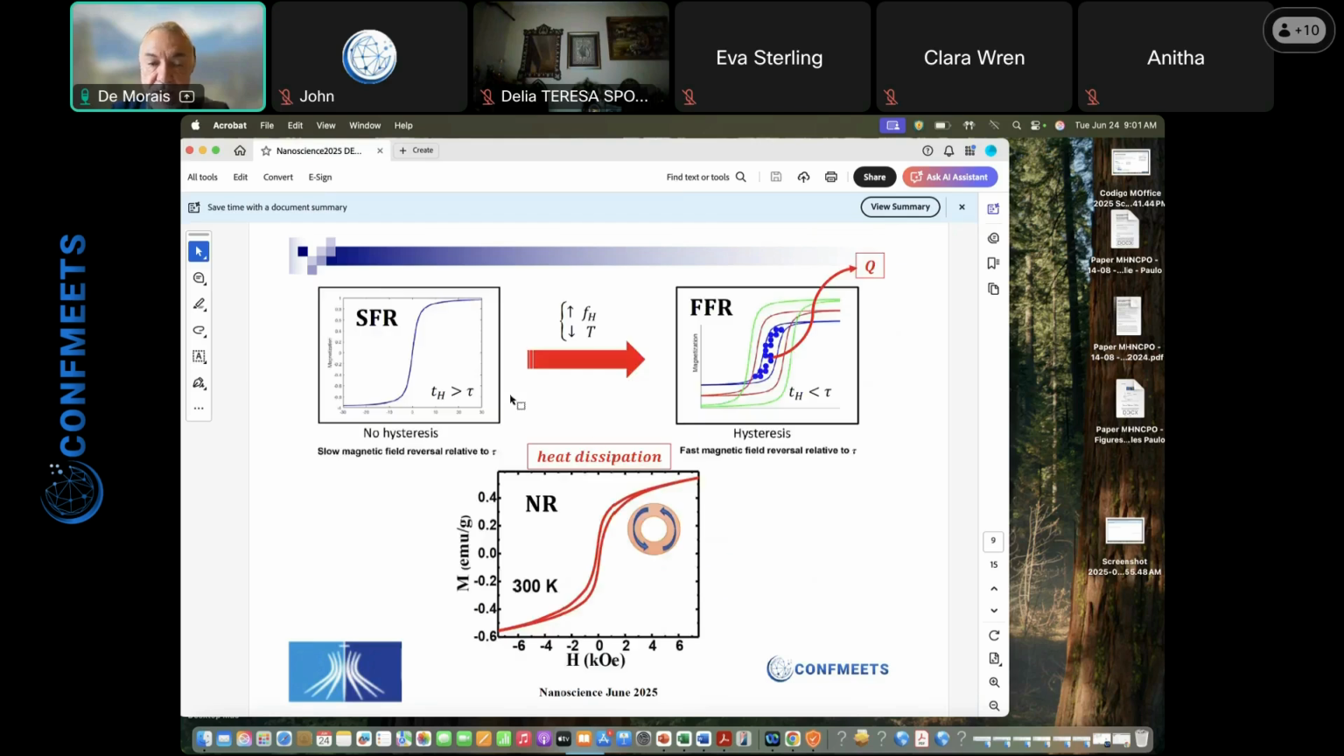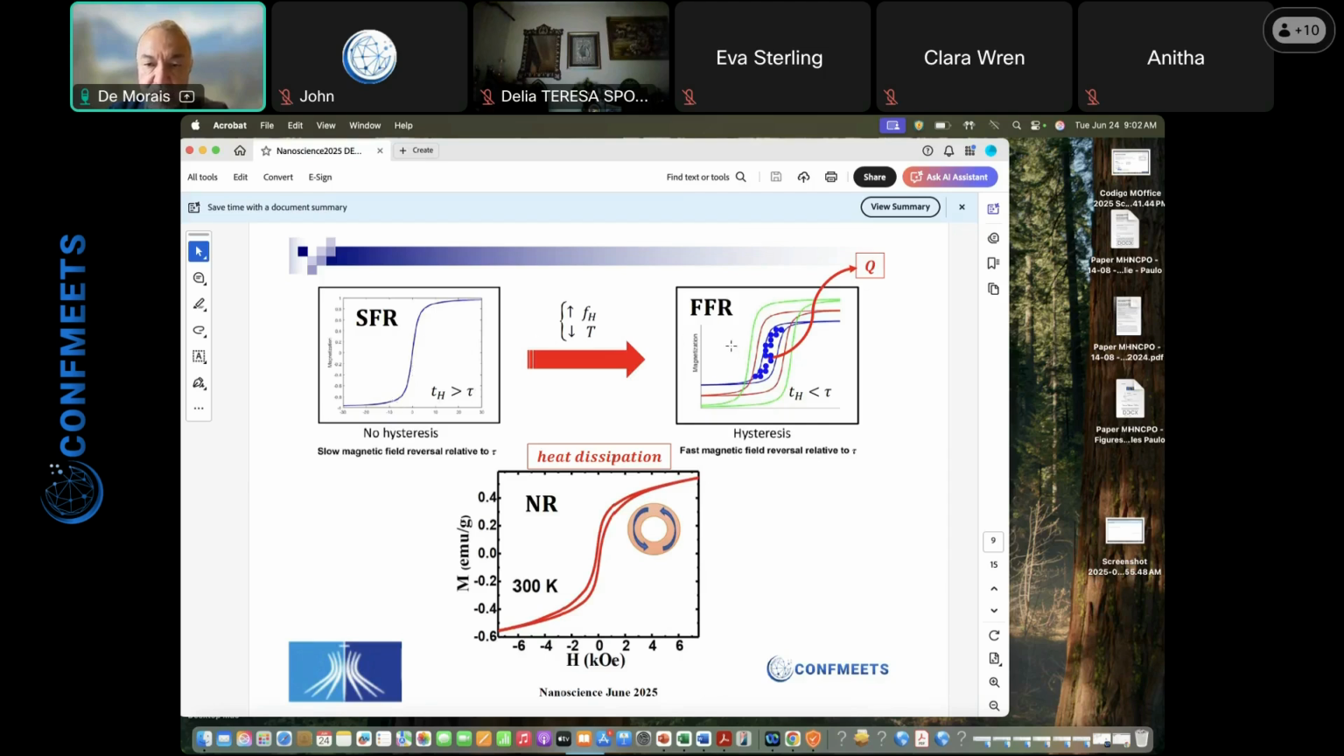So if you look at the typical hysteresis cycle, we have two opposite conditions. On the left-hand side, we are in the slow magnetic field reversal regime. So the typical time of reversal of the external field is higher than the typical relaxation time. In this case, you have a closed hysteresis cycle.